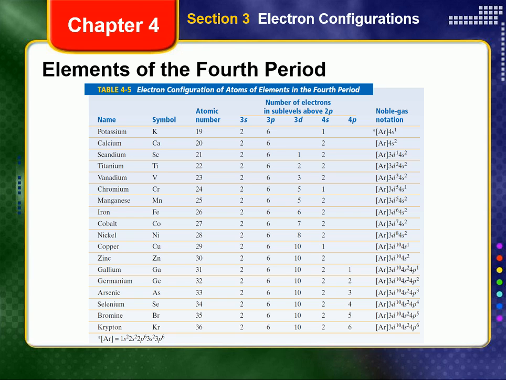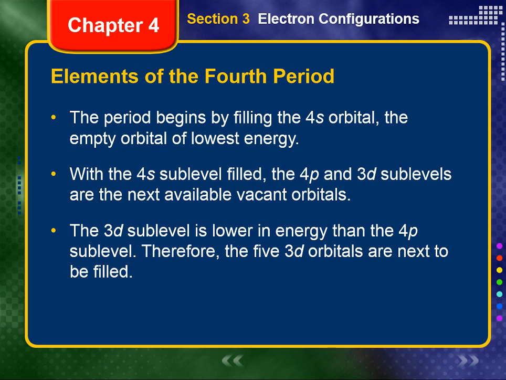The next element is calcium, Ca, which has the electron configuration of argon 4s2. With the 4s sublevel filled, the 4p and 3d sublevels are the next available vacant orbitals. Figure 4-19 on page 110 of your text, or on the screen previously, shows that the 3d sublevel is lower in energy than the 4p sublevel. Therefore, the 5 3d orbitals are next to be filled. A total of 10 electrons can occupy the 3d orbitals. They are filled successively in the 10 elements from scandium, atomic number 21, to zinc, atomic number 30.